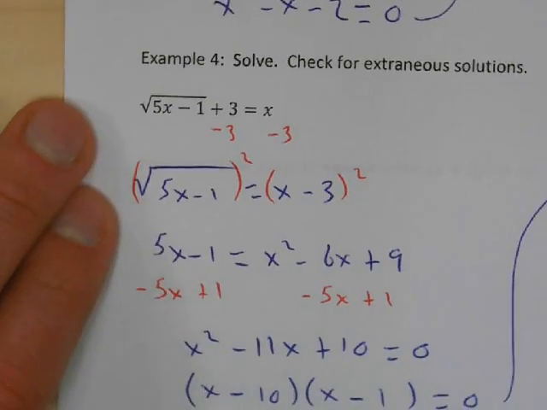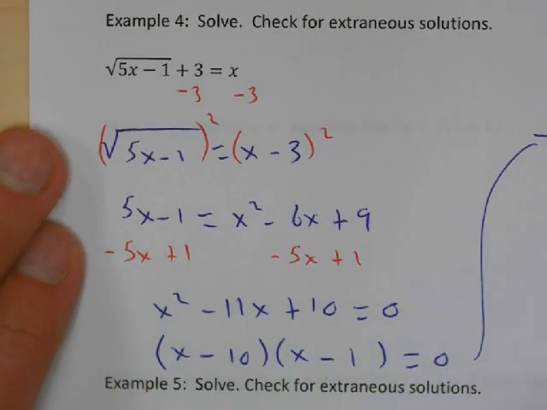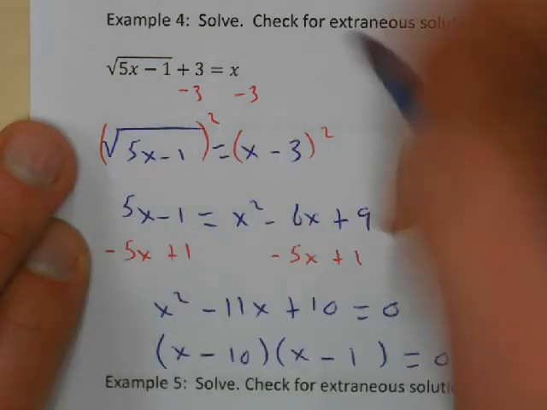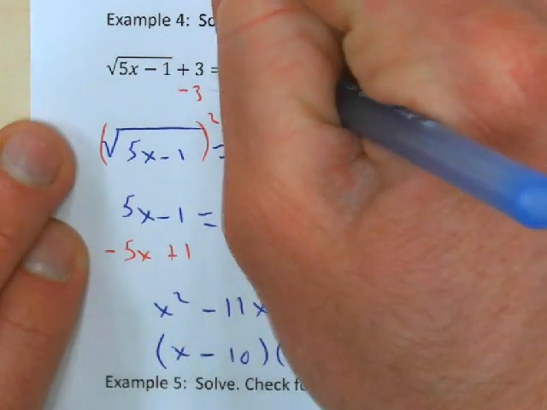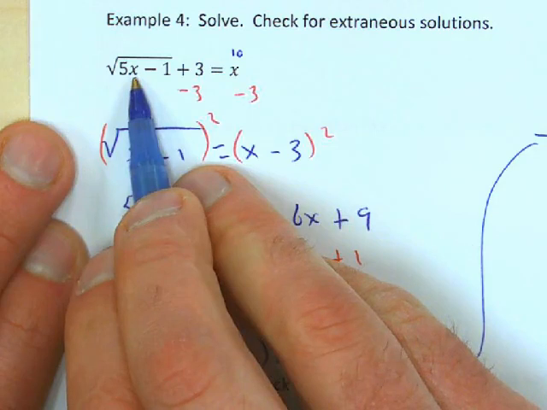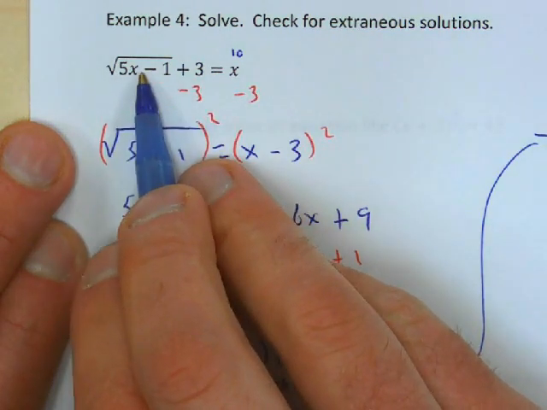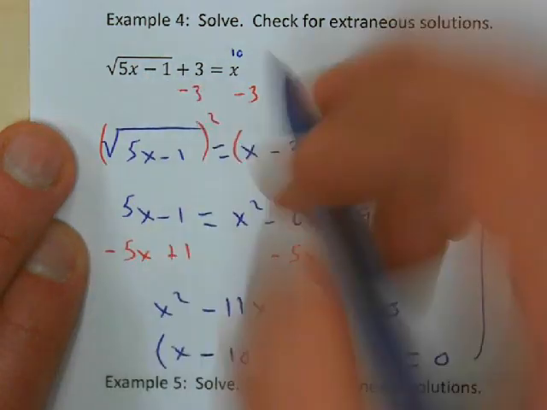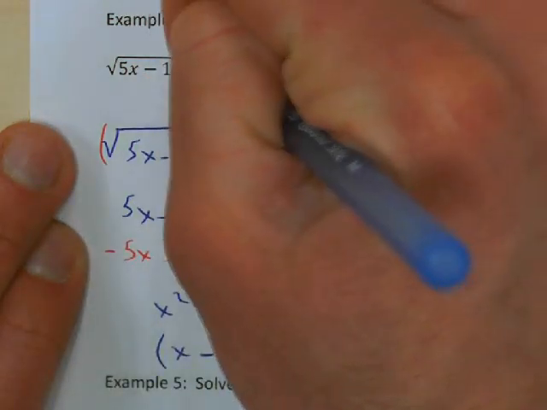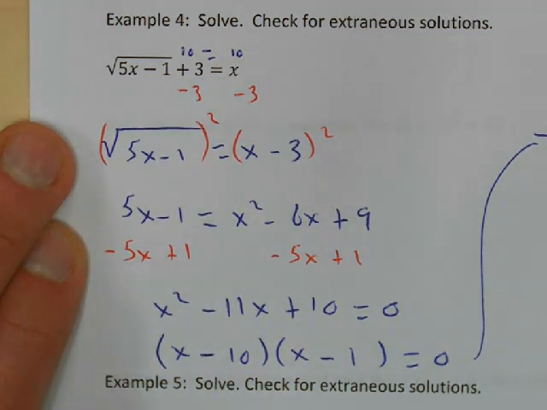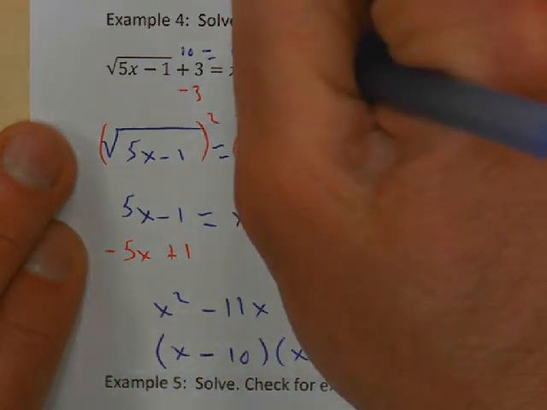All right, so let's see. We want to check our answers now and make sure neither of those are extraneous solutions. So if I stick in 10, let's do that first. If I stick in x is 10, I get a 10 right there. If I stick in 10 here, well, 10 times 5 is 50, minus 1 is 49. The square root of 49 is 7, plus 3 is 10. So I get 10 equals 10, so check. Yeah, 10 works.